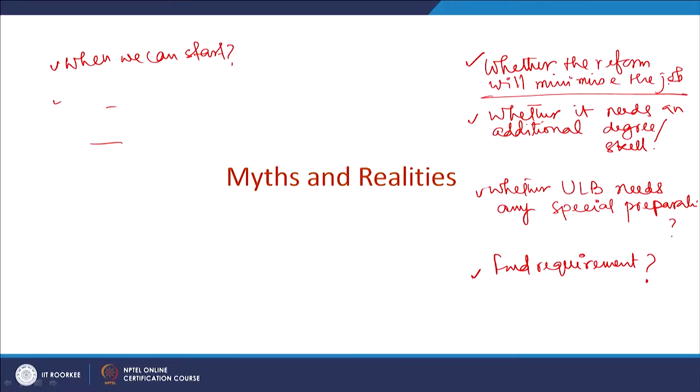Second, whether ULBs need any special preparation, that is also no, because the government notified the guidelines and a task-wise checklist of do's and don'ts, so that municipalities can deliver this reform. Fund requirement: the funds for initial software and equipment, computers, everything was given by the government, and some manpower support was also given in some states. And when can we start? You can start anytime. It started during 2004-05, and slowly they took it up within 2-3 years. Now they are going on with this kind of accounting reform.